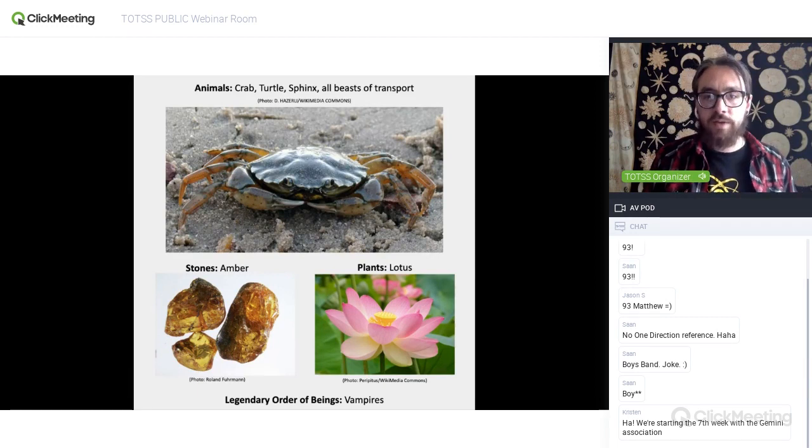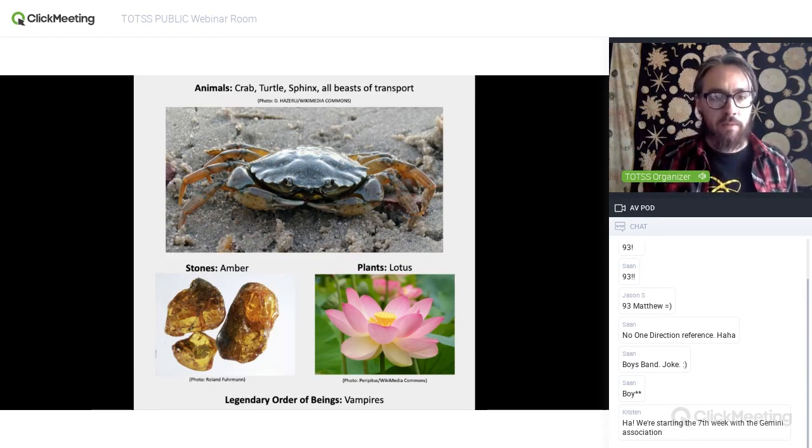We've also got the Sphinx. Now, Sphinx is here because of the tarot card. We'll see the Sphinx in the Chariot card, and then also all beasts of transport. That again is the associations coming through the tarot card.